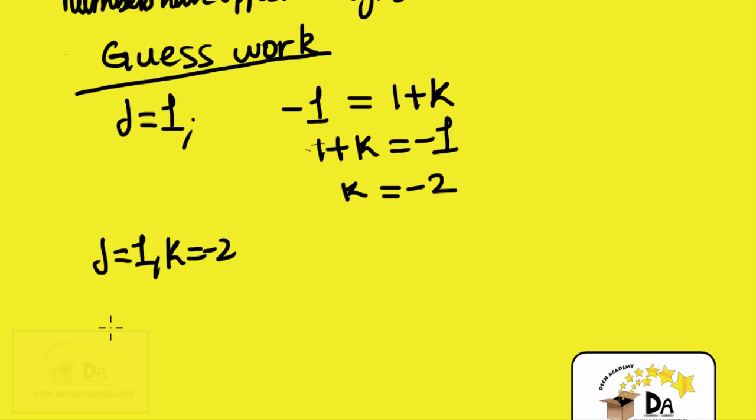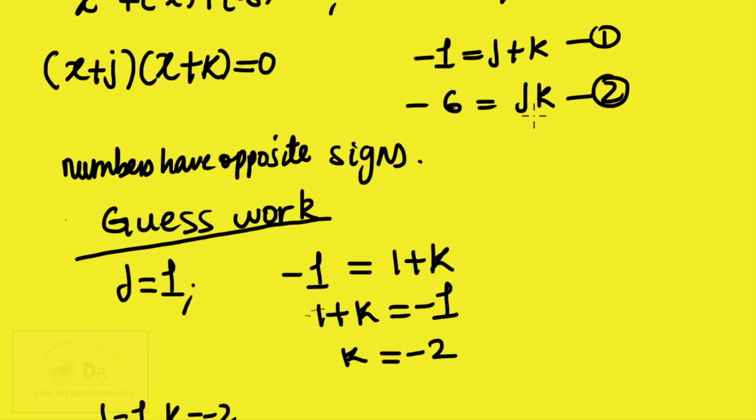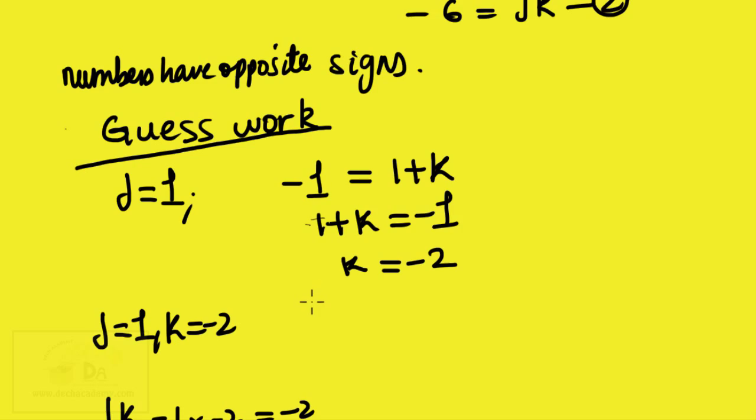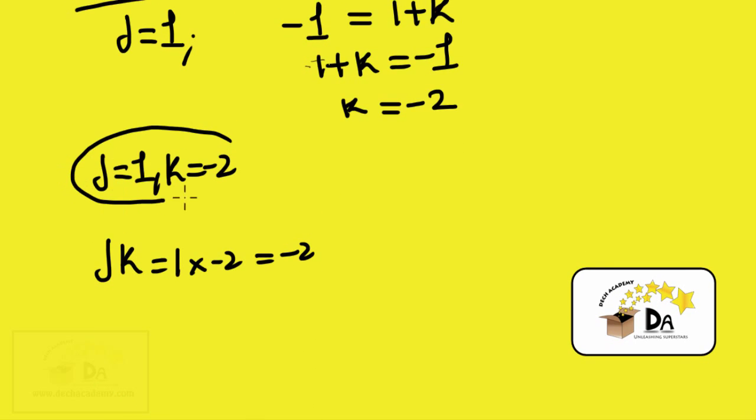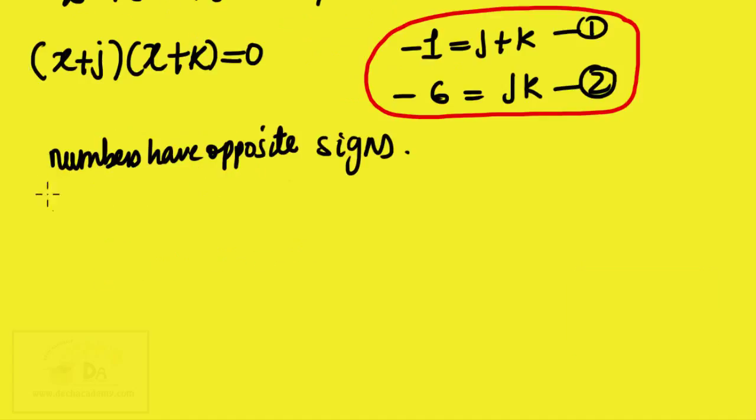So let's see what happens. J times k is 1 times minus 2, which is minus 2. This does not satisfy the second equation, therefore the result j equals 1 and k equals minus 2 is not a valid result. So our first guess didn't give the valid values of j and k, so let's try another guess. So I'm going to call this trial guess 2.